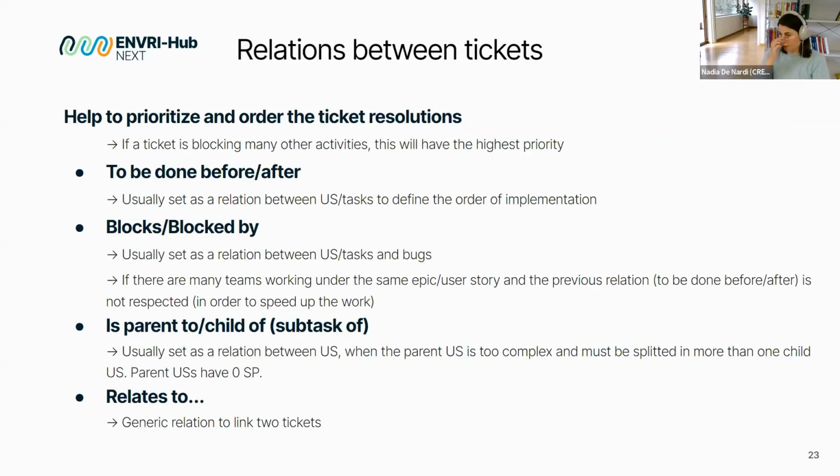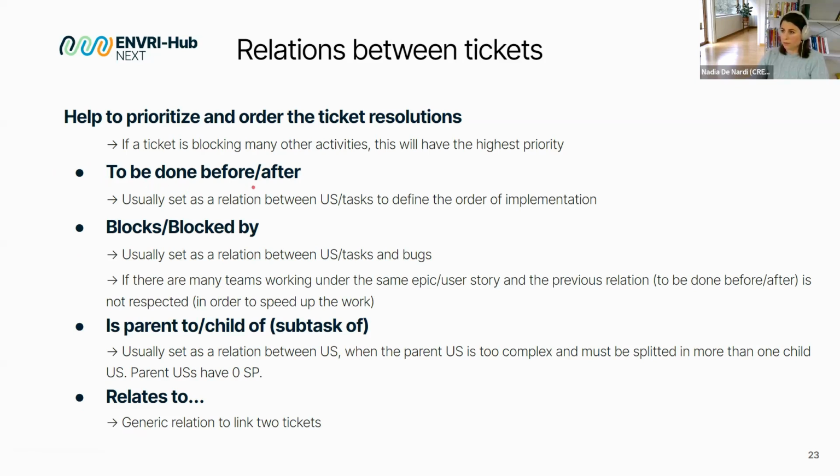Okay, this is also really important: the relation between the tickets. These really help to prioritize and order ticket resolution. So based on the relations, I know which activity must be done before another. Here we have the 4 examples that we have configured in Jira at the moment.